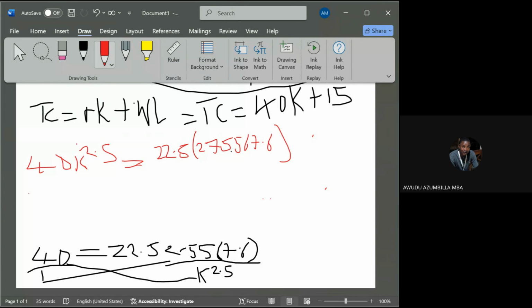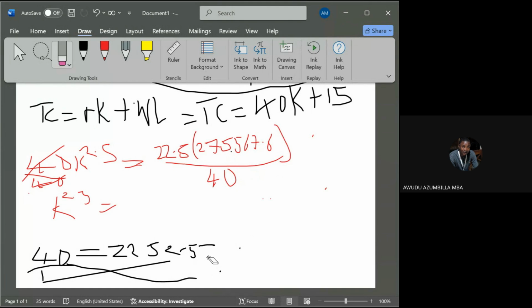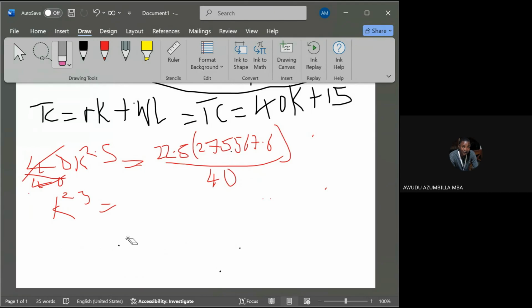So if we have this one, I want to make k the subject. I will divide here by 40. I'll also divide here by 40, so that this 40 will cancel this 40. So my k to the power 2.5 is going to be this. So first of all, you have to multiply this one by this before you divide it by 40. So if we do that, what are we going to get? If you have a calculator, you can start doing it.